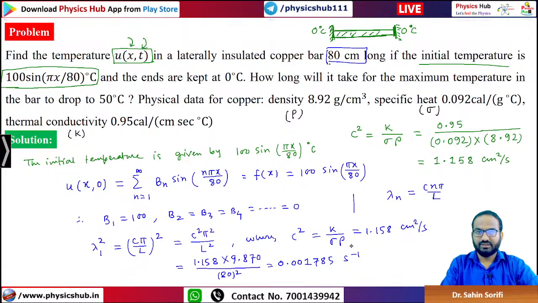Yes, Harry. So another term was there, exponential something. Because t is equal to 0, e to the power 0 is 1. So that is why that term is not there.